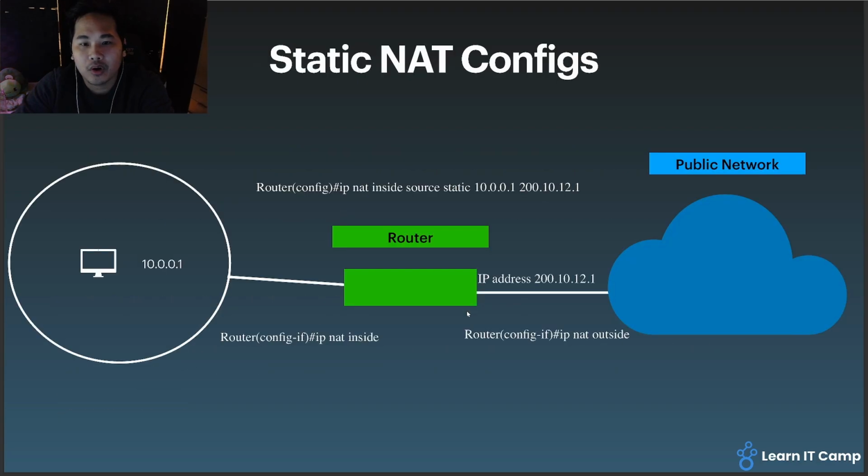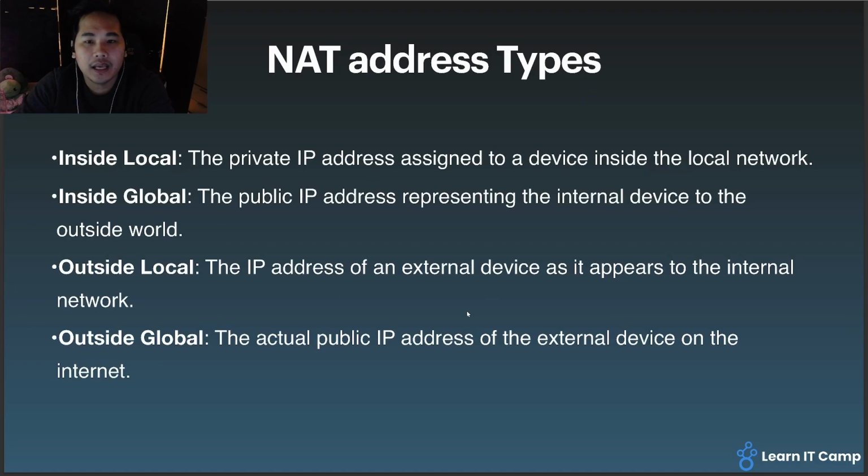Static NAT config. As you can see, we have 10.0.0.1 goes to the ip nat inside source static, 10.0.0.1 to 210.12.1, which goes to public.